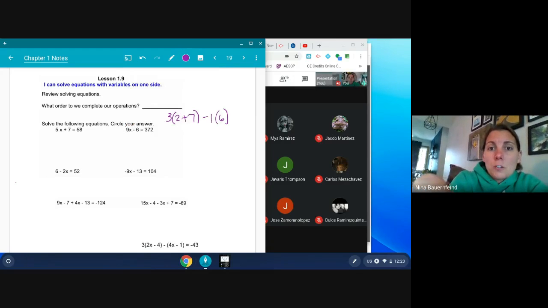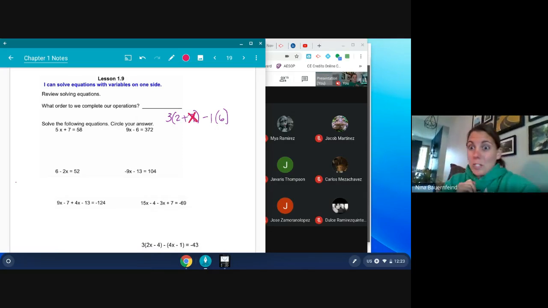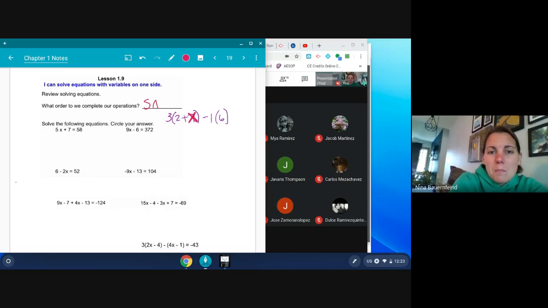What you use when you're solving is, in these equations, basically they've taken this number and they're like, let's pretend we don't know what it is. And then you have to work backwards. So you use SADMEP. The way I think of it is you do the easy stuff first and save the hard for last.